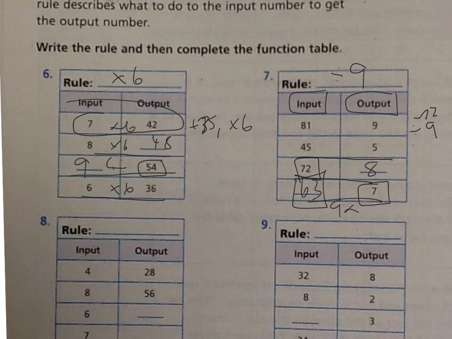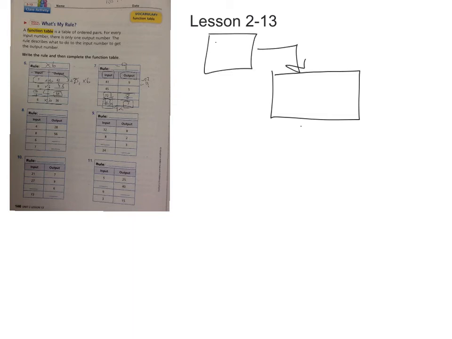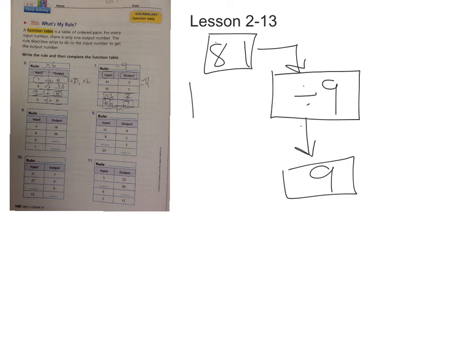When I draw, sometimes I'll draw pictures for an input or a function table, and I'll do stuff like this. For example, we did 81. The rule is divided by 9, and when it comes out, it equals 9. However you would want to do it, this is how it would look.